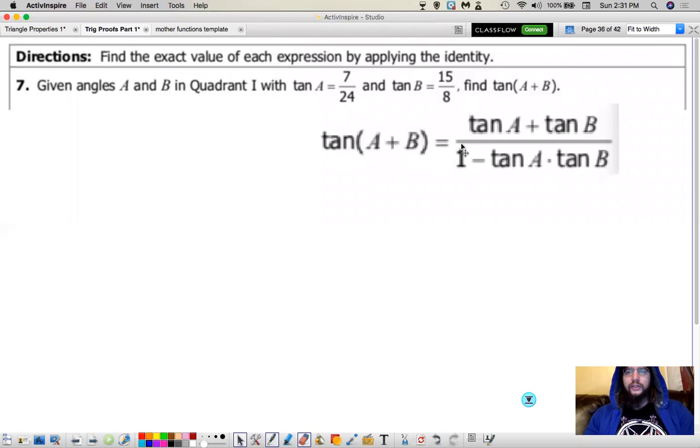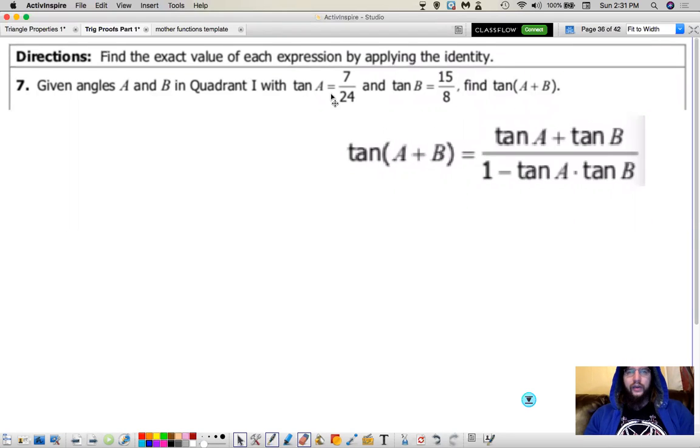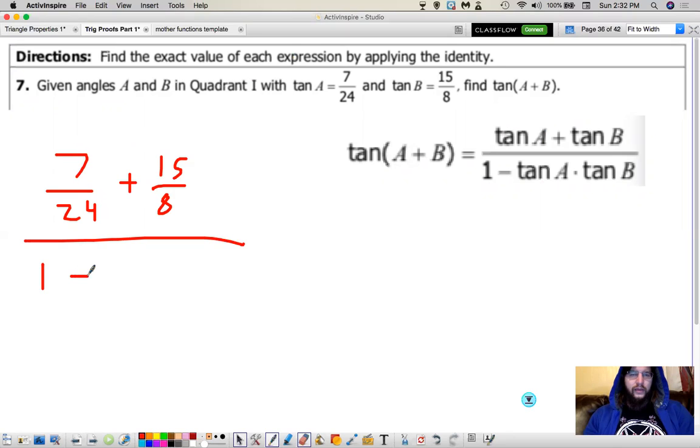So we don't know what our angles are, and we don't really care what our angles are. We know what the tangent of A is, and we know what the tangent of B is, so we can substitute those values in here. We don't need to do the inverse tangent to find out what that angle is. We just plug it in. So for tangent of A, that is 7/24. Tangent of B, that is 15/8. Minus 7/24 times 15/8.